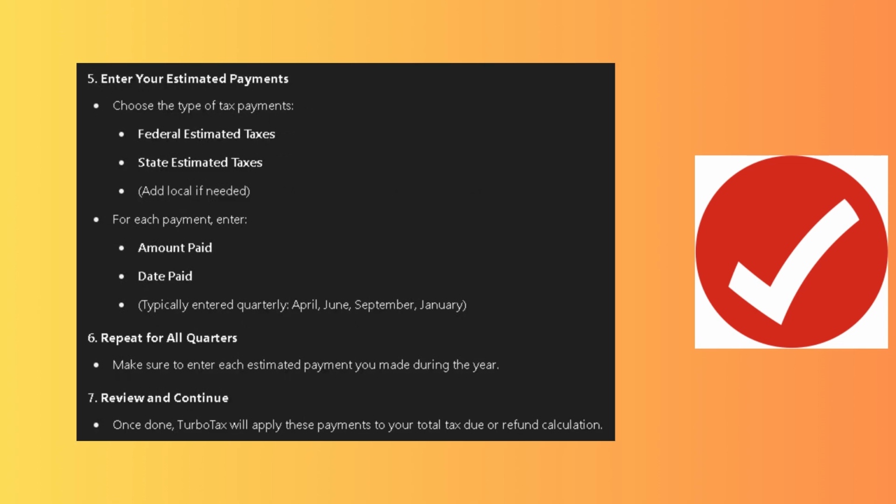Enter your estimated payment. Choose the type of tax payments, such as state estimates, federal, or any local if needed. For each payment, enter the date and the amount paid, typically entered quarterly. Repeat for all quarters. Make sure to enter each estimate you made during the year.